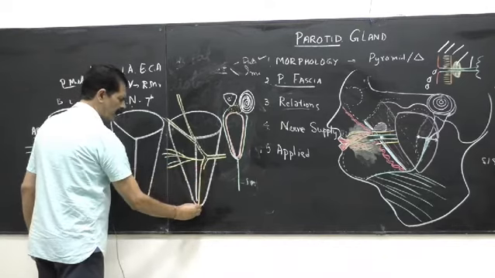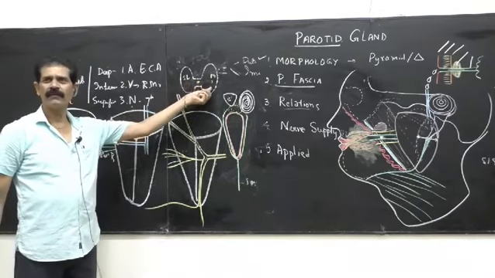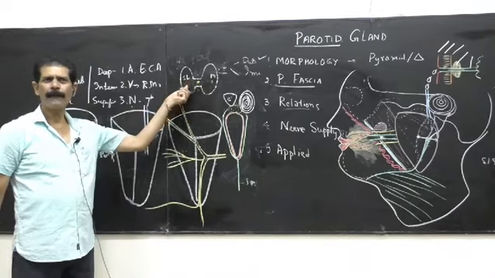So this is the superficial part or lateral surface, and this is the deep or medial surface. And where lies the nerve? Inside the sandwich. So this is the isthmus, like the isthmus of the thyroid gland. So the facial nerve divides the gland into superficial part and deep part. Is it clear?